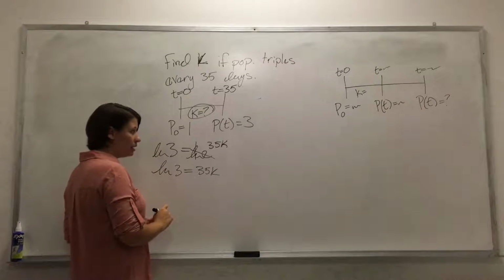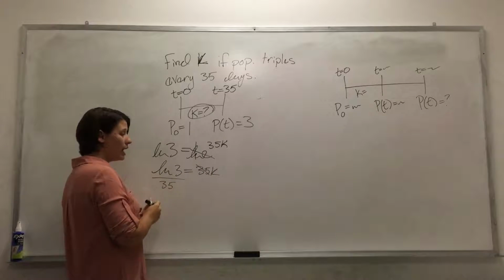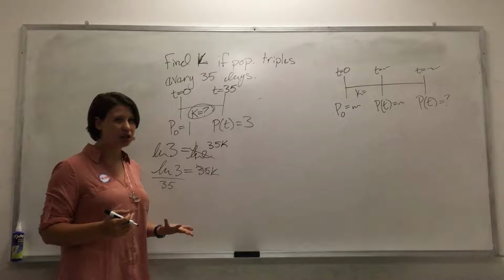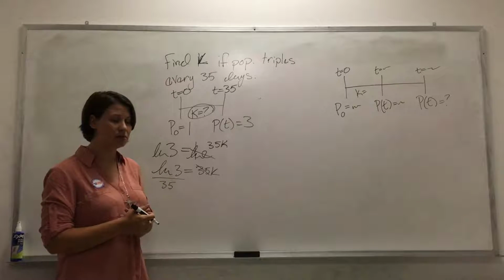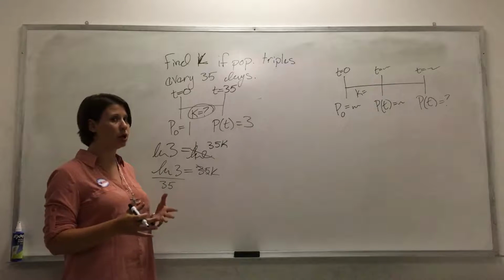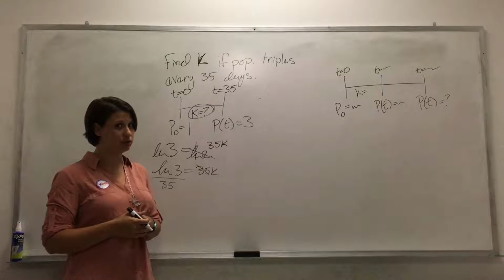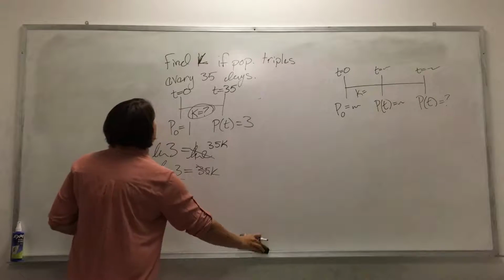Now get k by itself. So we divide by 35. That's what k is. We could leave it there, or generally they'll say round to 2 or 3, maybe 4 decimal places within the problem. Okay, we just have to watch for that within each problem because it may be different within each. Okay, so that is one problem.